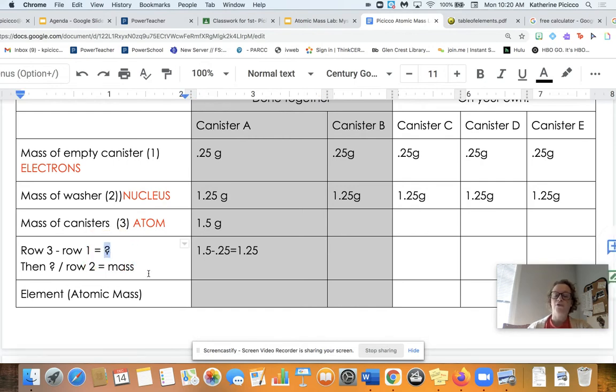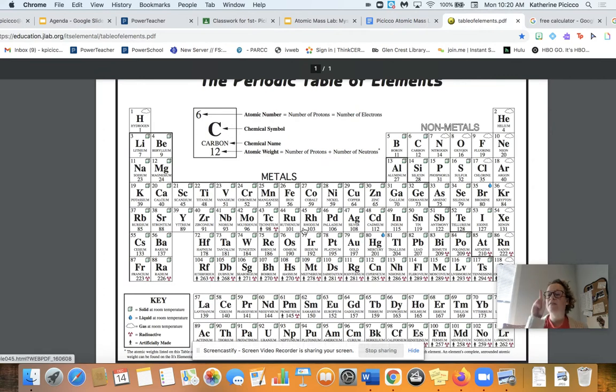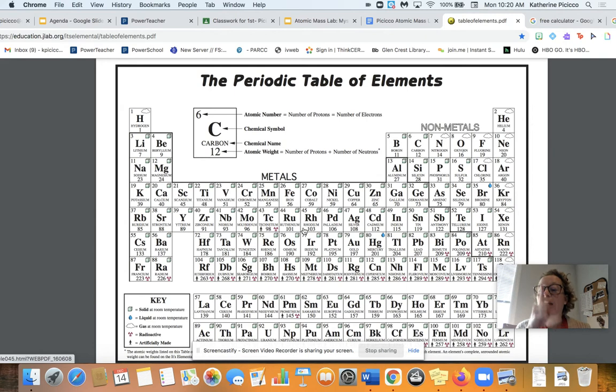Now I have to do one more step in this box. I have to take the question mark answer and divide by row 2. So I'm going to take 1.25, what we just found the answer to be, and divide by row 2. Here's row 2, 1.25. So for this one, 1.25 divided by 1.25. If I did the math on that, I would get 1. This would have a mass of 1. Now, if you remember, atomic mass is that bottom number. So now all I have to do is go to my periodic table and find the atom that has an atomic mass of 1, a bottom number of 1.